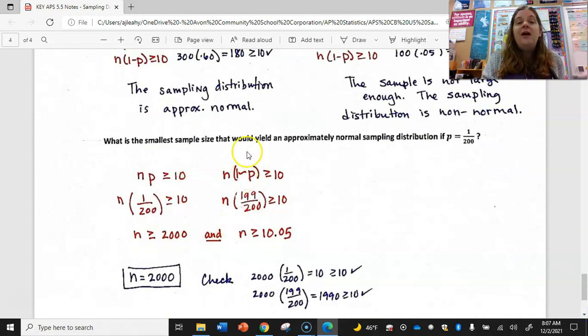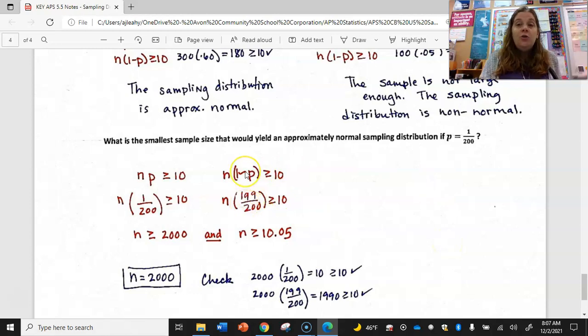If I wanted to figure out the smallest sample size for a proportion that would give me an approximately normal sampling distribution, then I need to figure out what n would need to be for p and for 1 minus p to give me a count bigger than 10. So, for example, if I set that up and solve for my missing variable here, n needs to be bigger than 2,000, and it has to be bigger than 10.005. So it needs to be bigger than 2,000 to make this work. And if you check, you can get those values.